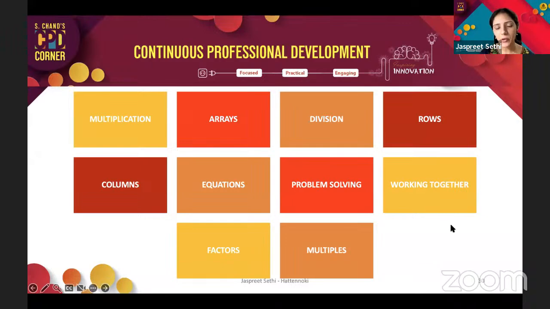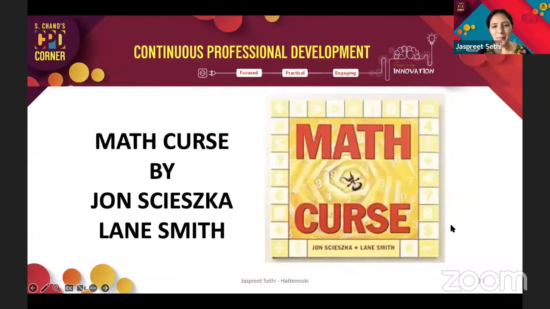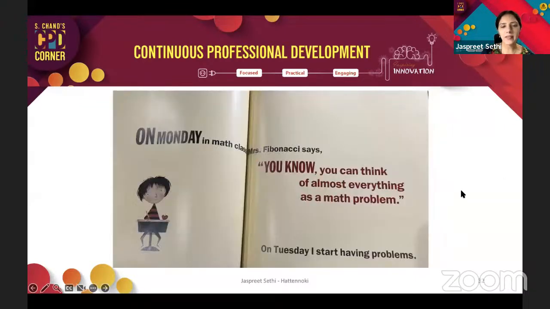Okay, perfect. Thank you. And then Math Curse, one of my favorite books. I have had mixed responses from some of my math friends on this. Whenever we talk about this book, there's always that 50-50 sort of response. There are some educators who feel that this book is actually adding to math anxiety. I actually look at it very differently, but I'm going to give you a snapshot of the book a little bit.